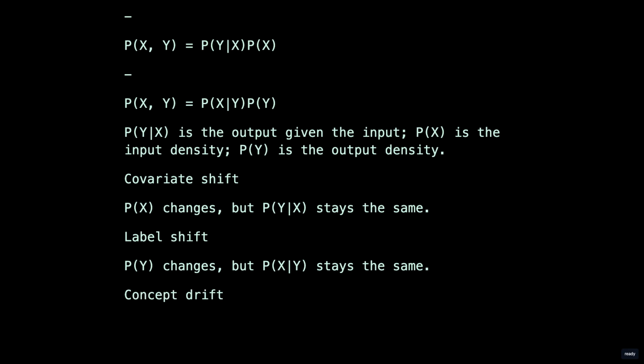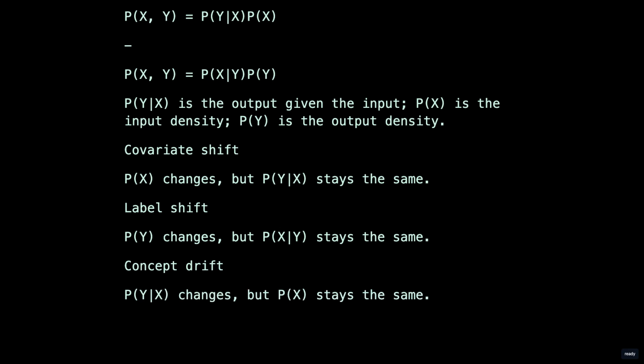Concept drift is a change in the relationship between input and output itself. The features are distributed as before, but the meaning of those features for prediction has changed. That is why the same input can lead to a different expected output over time.